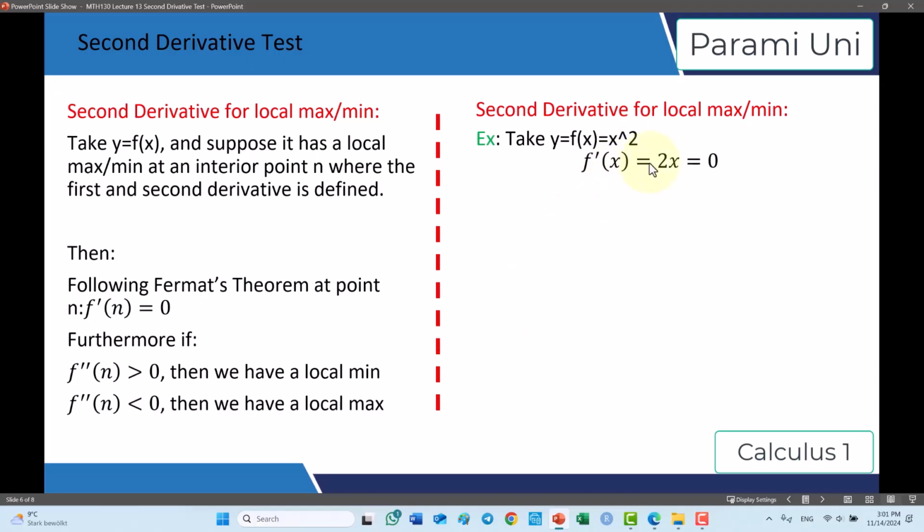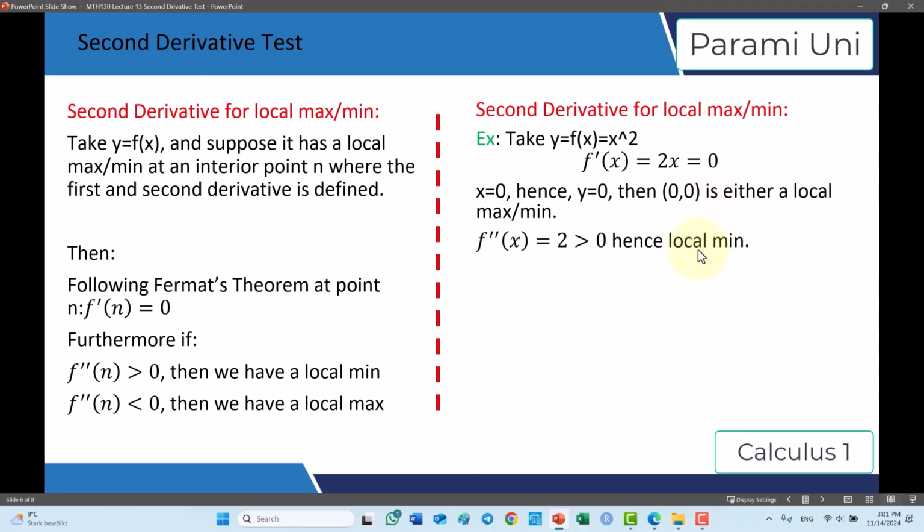Take the example of y is equal to x squared. f prime of x is 2x, we let this be 0 in order to find the local max or min. From here x is 0, and if we want to find y, we insert x here. 0 squared is 0, therefore y is 0, therefore (0, 0) is either a local max or a local minimum. In order to specify whether this is a local max or min, we take the second derivative, which is 2. Now 2 is positive, therefore the function has a local minimum at point (0, 0).